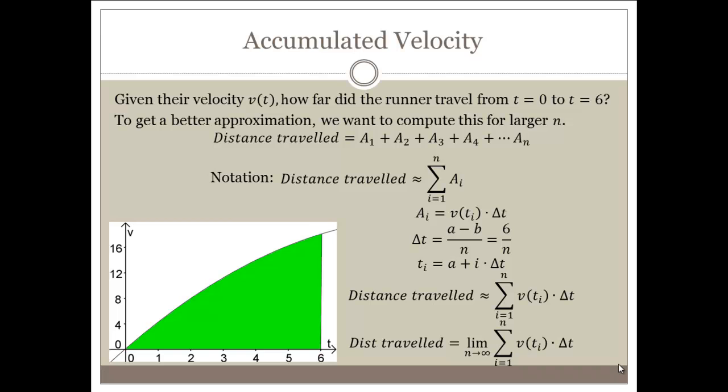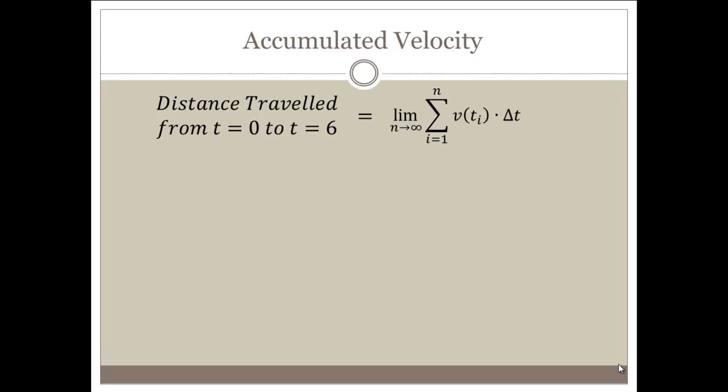So we get that the distance traveled is the limit as n goes to infinity of the sum from i equals 1 to n of v of ti times delta t. To summarize, we found that the distance traveled from t equals 0 to t equals 6 is found as the limit as n goes to infinity of the sum from i equals 1 to n of v of ti times delta t, where delta t is (6 minus 0) over n, and ti is 0 plus i times delta t.